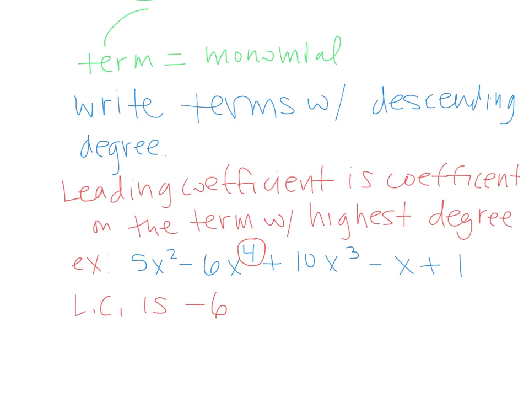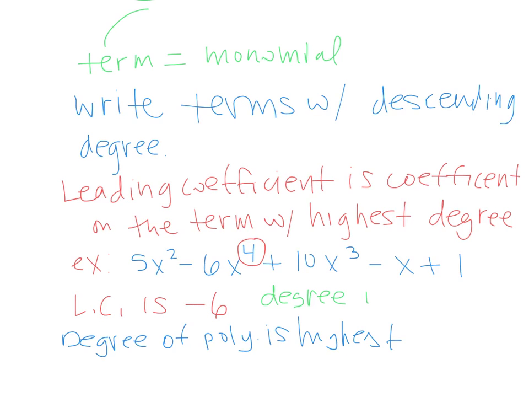Then we say that the degree of the polynomial: each term has a degree, and the polynomial has a degree, and that's the highest of the term degrees. So for this example that I gave, the degree is 4. The degree of the polynomial is 4. It's the highest degree of all of those terms.